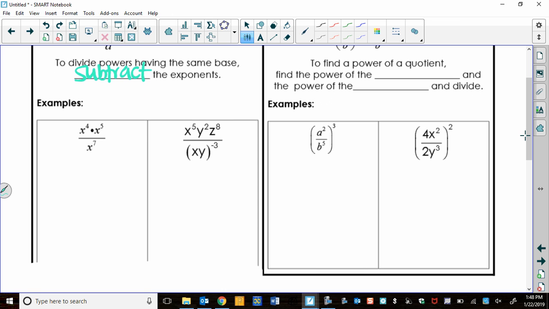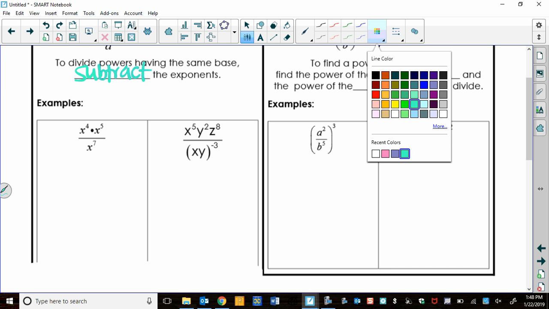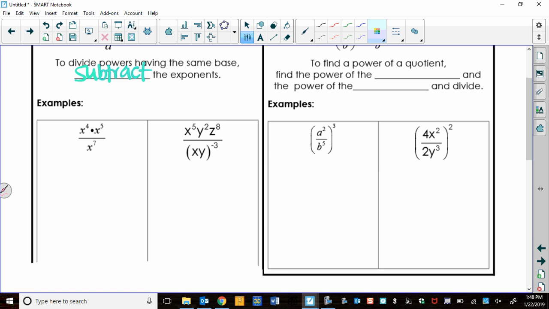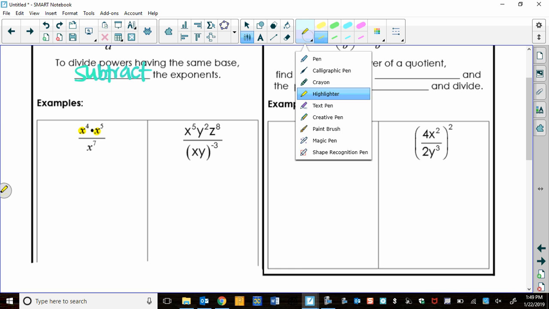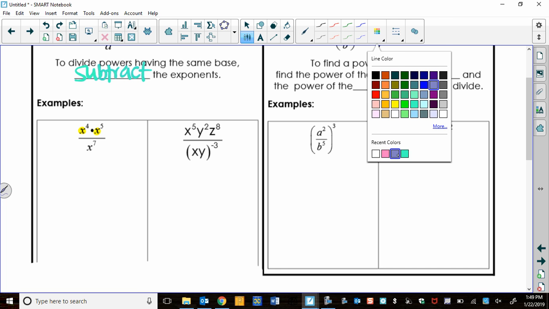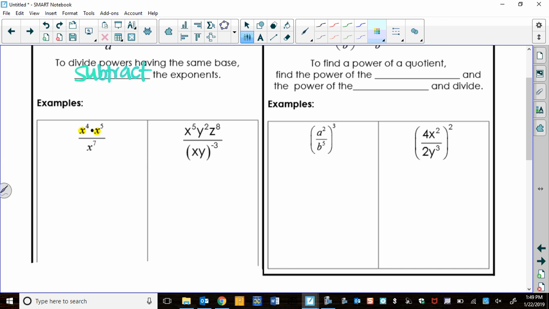So the first one, there's actually a couple ways that I can do this. I'm going to show you one way. What I can do is use what I know from the previous lesson: when I have numbers that have the same base and I'm multiplying the two numbers, I'm going to add the exponents. So I'm going to show you here. X is the base for both in the numerator, x to the 4th power times x to the 5th power. So really I'll be adding 4 and 5, over x to the 7th.